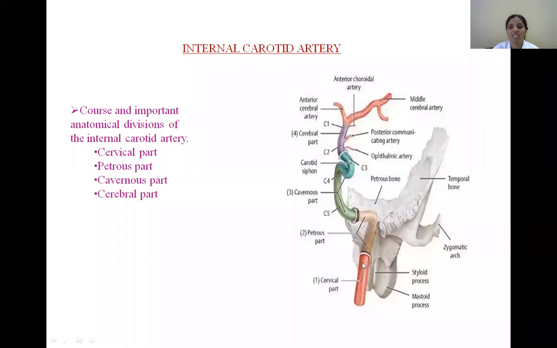So what is this opening? Carotid canal. So this carotid canal presents an inferior opening, and here this is an anterior opening. So in between, this part of the internal carotid artery is present within the petrous bone. So this second segment of the internal carotid artery is also known as the petrous part. So this is a petrous part.